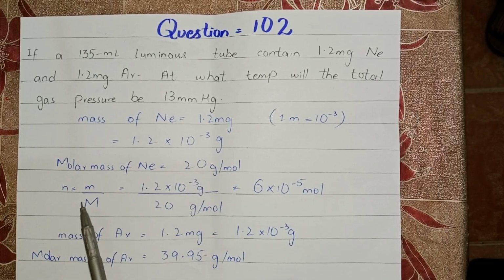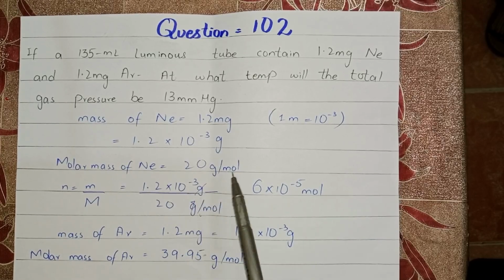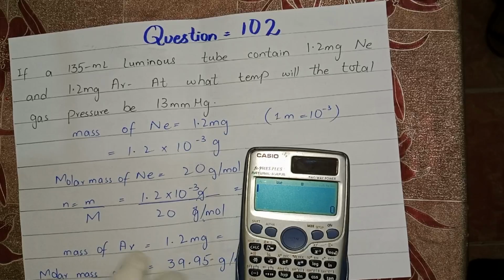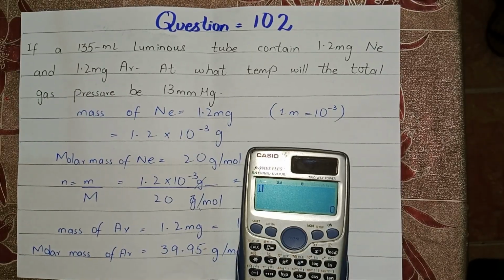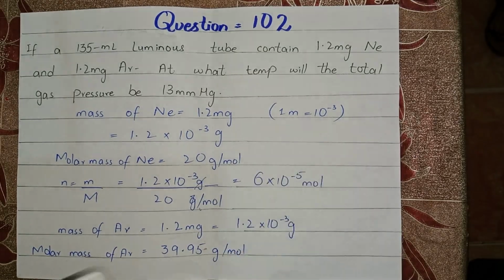Moles of neon are mass over molar mass, where mass is 1.2 into 10 raised to the power minus 3 gram and molar mass is 20 gram per mole. Gram is cancelled with gram, and we are left with the unit mole. When we solve this, 1.2 into 10 to the power minus 3 divided by 20, the answer is 6 into 10 to the power minus 5.